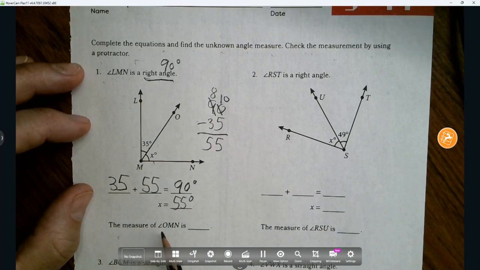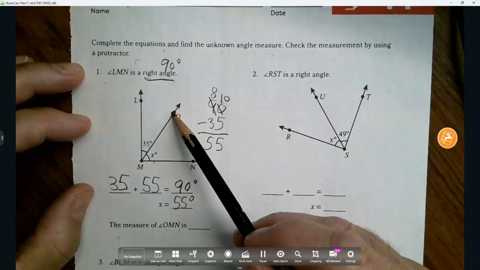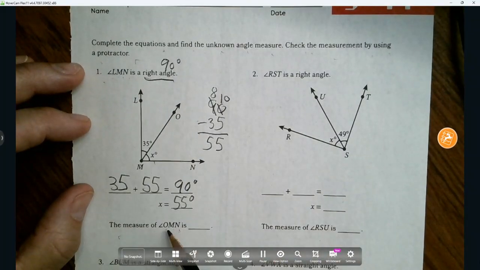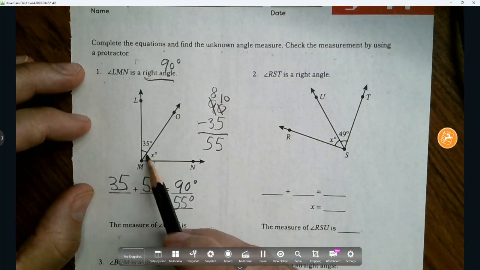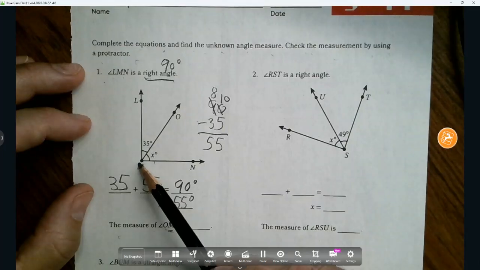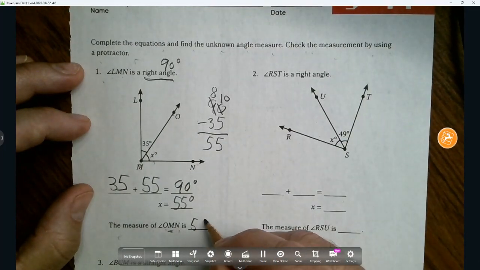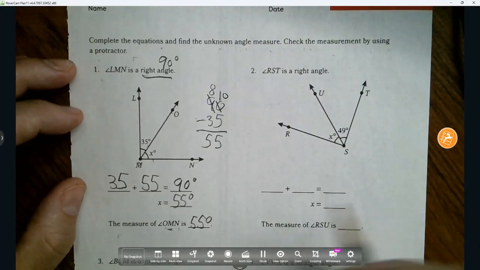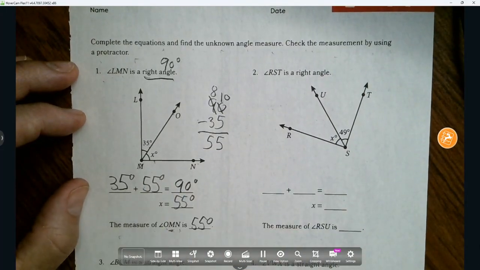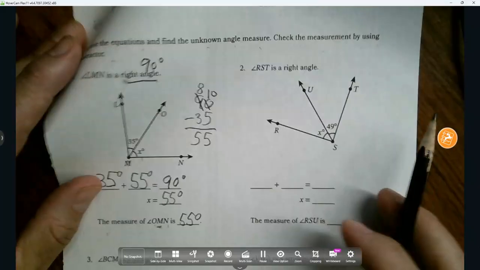So it says the measure of OMN. Remember, our middle is always the angle. So we're going from O to M to N. That's what we need to know. So that is 55 degrees. I like to always put the degrees on here. It doesn't always want that, but I always like to put it on there to be sure.